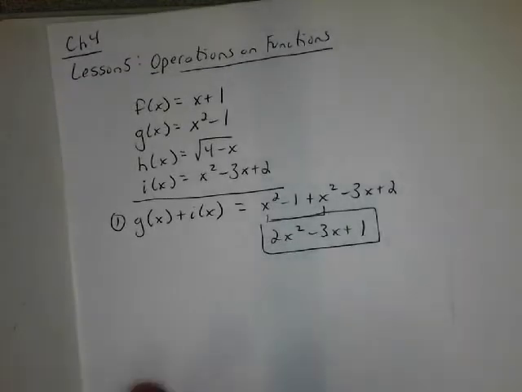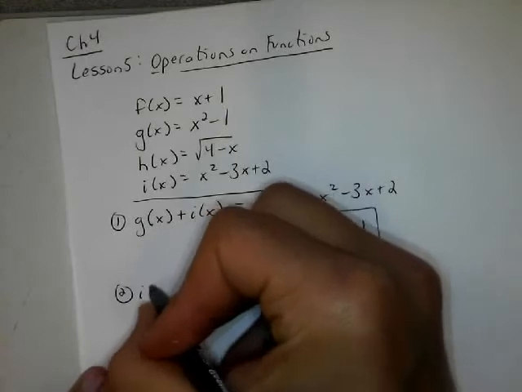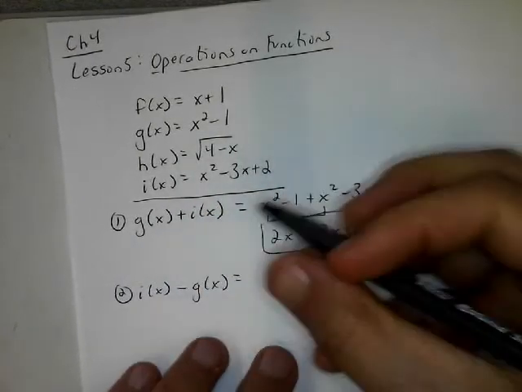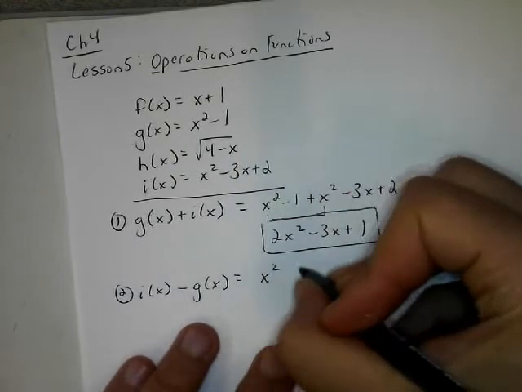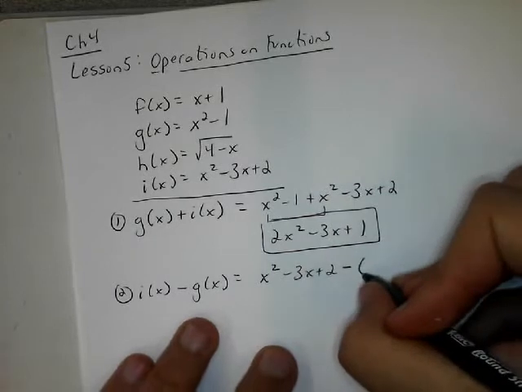We can obviously subtract. So for example, we could take I of x and subtract out g of x. So we have x squared minus 3x plus 2 minus g of x.